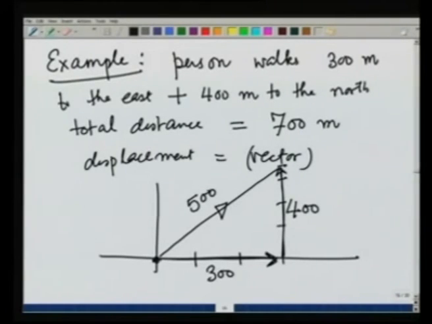So, the net displacement of the person is 500 meters, and in which direction? At an angle theta, where theta is going to be tangent inverse of 4 over 3 from the east towards north. So, this is his net displacement. This is how you would find the addition of two vectors, which gives you the magnitude and its direction.